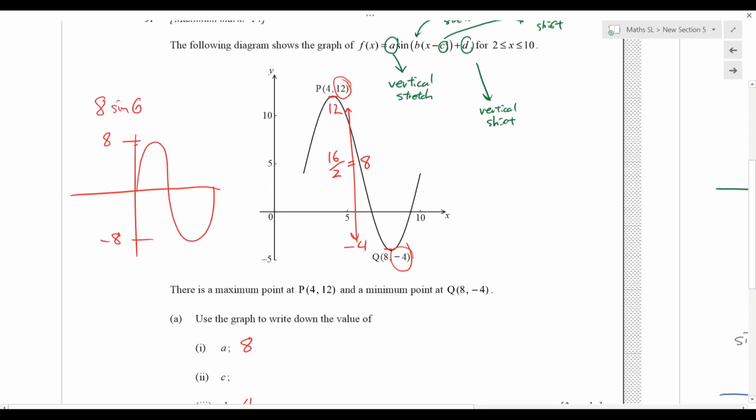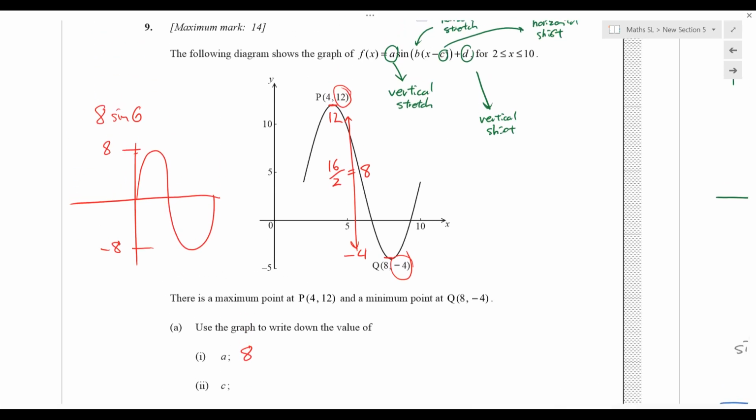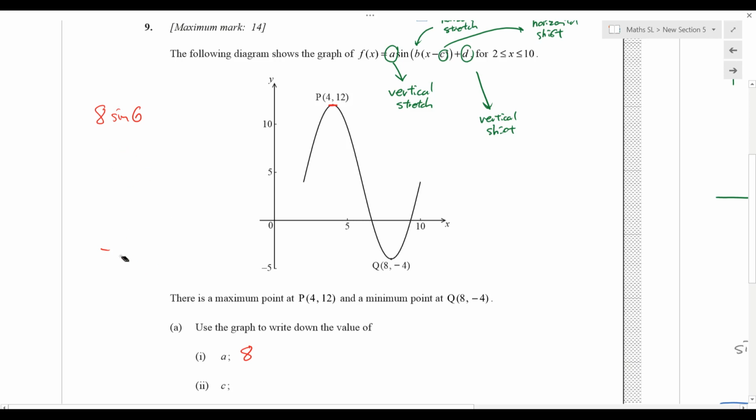Now for the more difficult part, which is the horizontal shift. How do we tell this from here? I'm just going to get rid of some of these so we can see it clearly. At this point here, we know it's 4. This point here is 8. And I want to know what it is at this point here.